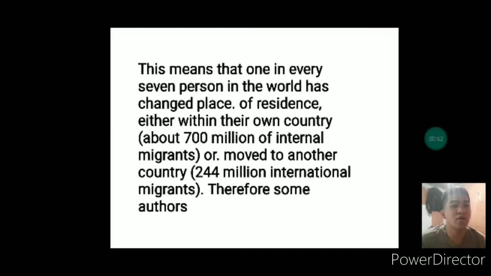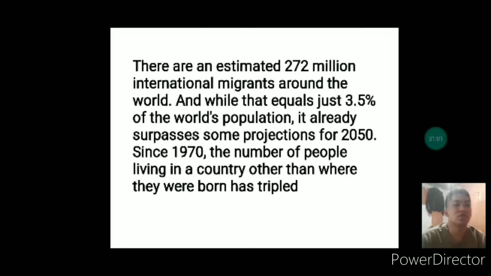There are 7% of the world who have changed place. There are an estimated 272 million international migrants around the world, and while that equals just 3.5% of the world's population, it already surpasses some projections for 2050. Since 1970, the number of people living in a country other than where they were born has tripled. So there are many international immigrants around the world.